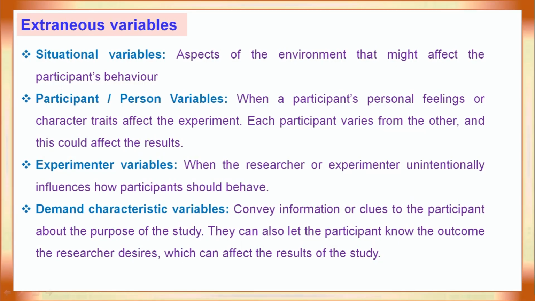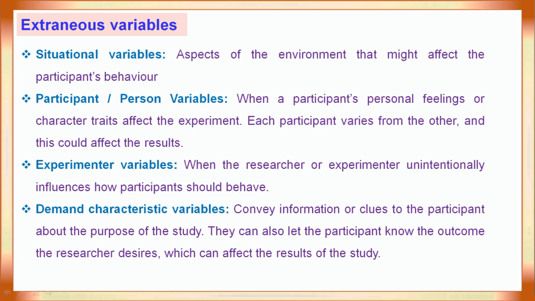Next type of the extraneous variable is the experimenter variable. What does experimenter variable mean? The character or the behavior of the experimenter or the surveyor may also affect the experimental result. There may be certain situations where the researcher or experimenter unintentionally influences how participants behave. So, the tone of voice of the experimenter, his expectation, his experience, all these things may affect the result. So, these extraneous variables come from the experimenter side.